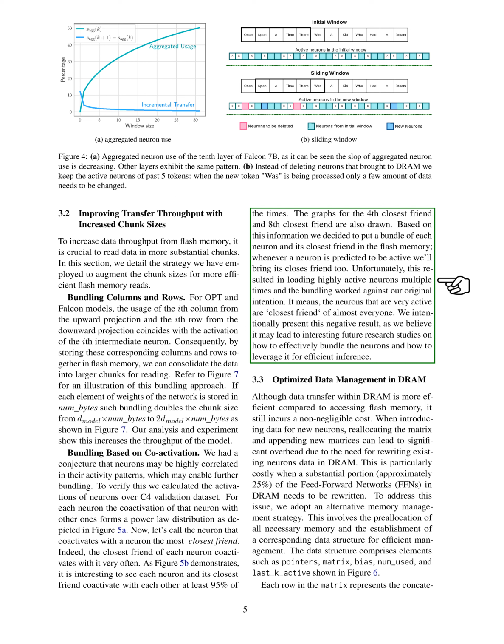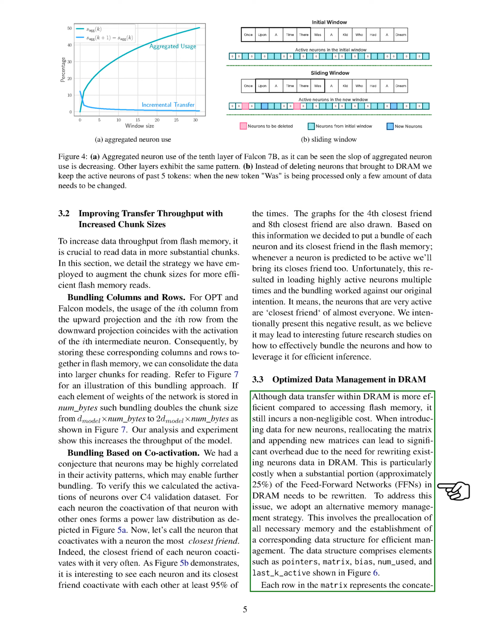We're sharing this negative result because we think it could lead to interesting future research on how to effectively bundle neurons and use this for efficient inference. Now, let's talk about how we manage data in DRAM. Even though data transfer within DRAM is more efficient than accessing flash memory, it still has a cost. When we introduce data for new neurons, we have to reallocate the matrix and append new matrices, which can be quite costly. To solve this problem, we've developed a new memory management strategy.